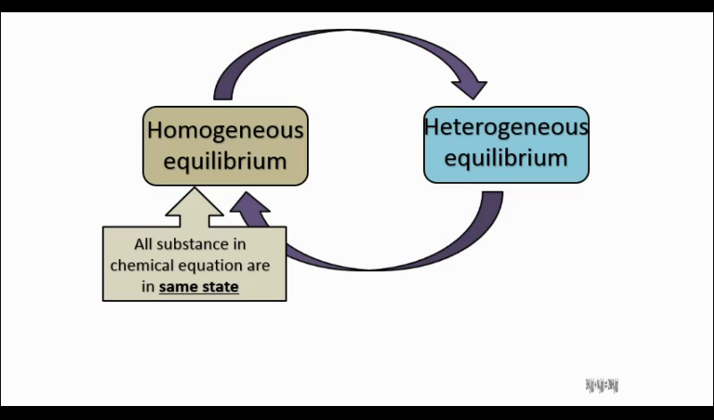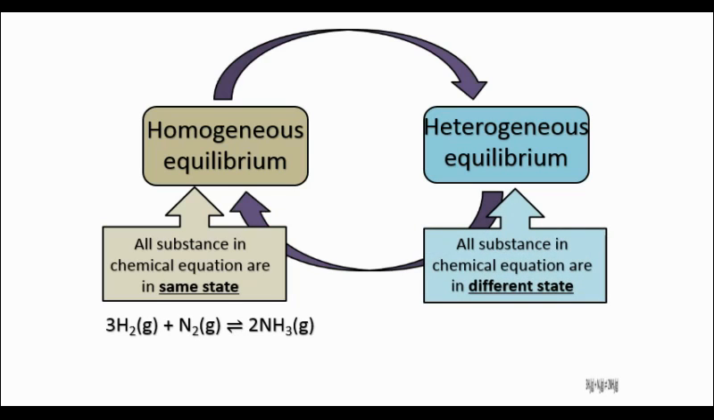Equilibrium. So if you look at the slide, what is homogeneous equilibrium? Homogeneous equilibrium is when all the substances in the chemical equation are in the same state. What about heterogeneous equilibrium? Heterogeneous equilibrium is a system when all the substances in the chemical equation are in different states.